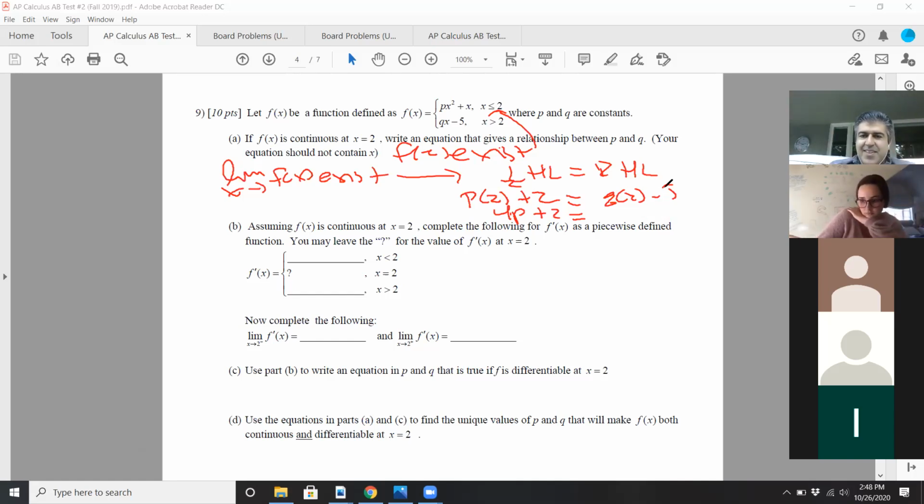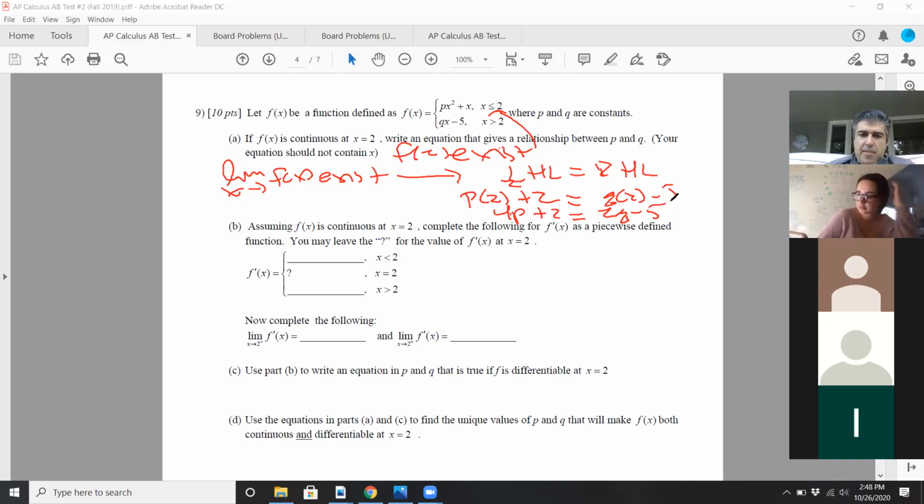Px squared plus x. Qx minus 5. Plug in 2: 4p plus 2. Okay, good. 2q minus 5. Okay, now I feel a little better. If I made a mistake, let me know. Okay, part B. Now assuming it's continuous, which we have.